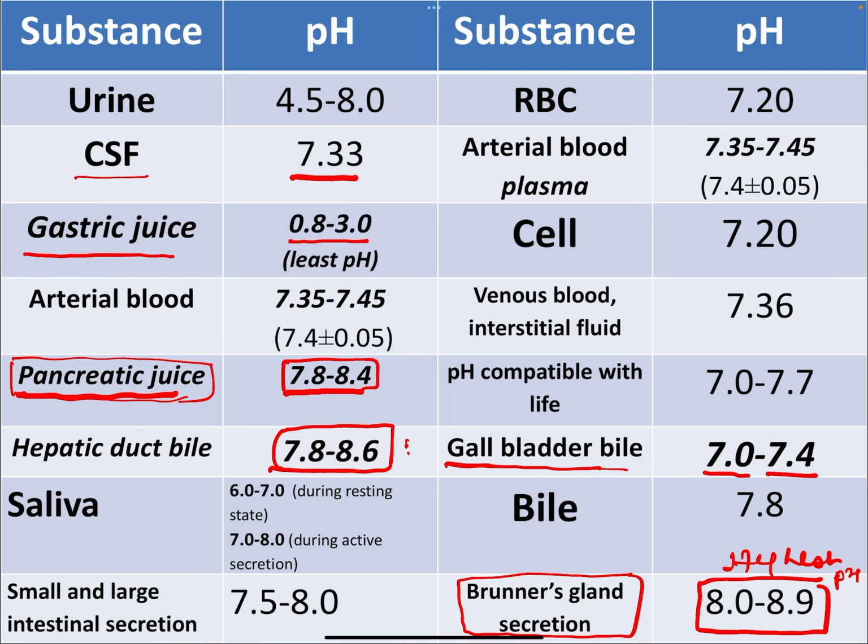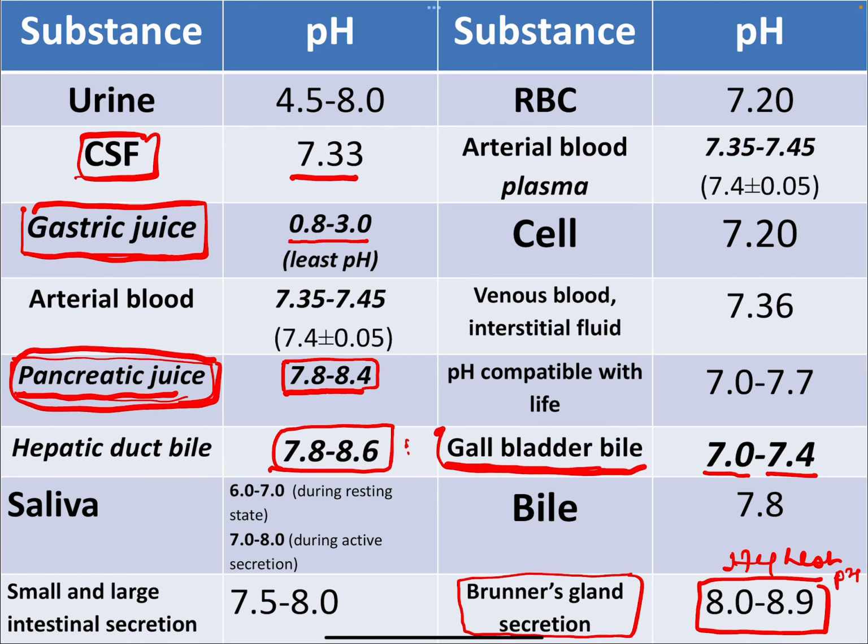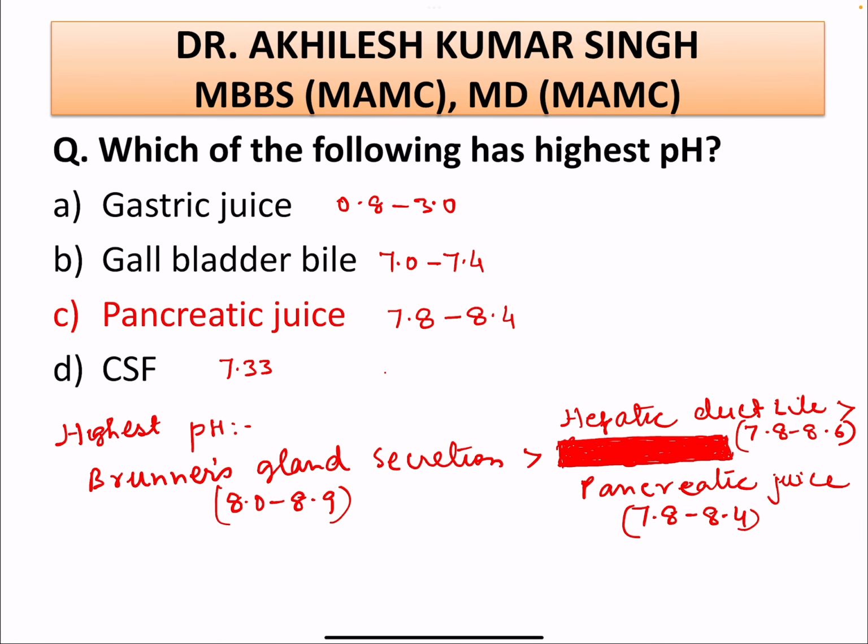So out of the gastric juice, the CSF, the pancreatic juice and the gallbladder bile, out of these four options, the pancreatic juice has the highest pH. So our answer will be pancreatic juice in this question, because its pH is 7.8 to 8.4. So our answer will be C here.